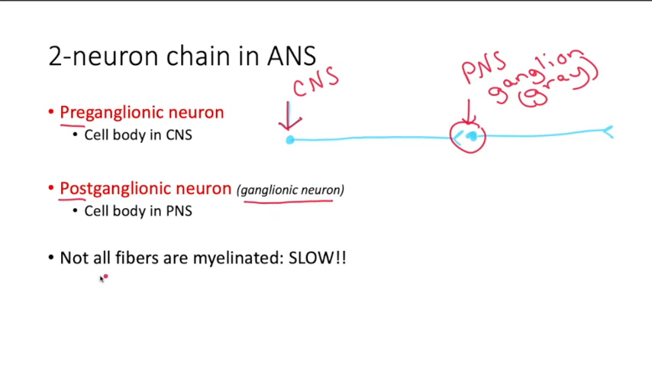Okay. Another thing I just wanted to note really quickly, not all the fibers are myelinated in the autonomic nervous system. So remember, myelin is what wraps around your axons of the neurons. Not all of them are myelinated, which means the ANS is relatively slow. The autonomic nervous system is not fast. The somatic, actually the voluntary, is faster. The signal reaches your muscle much faster in some cases than an autonomic signal.